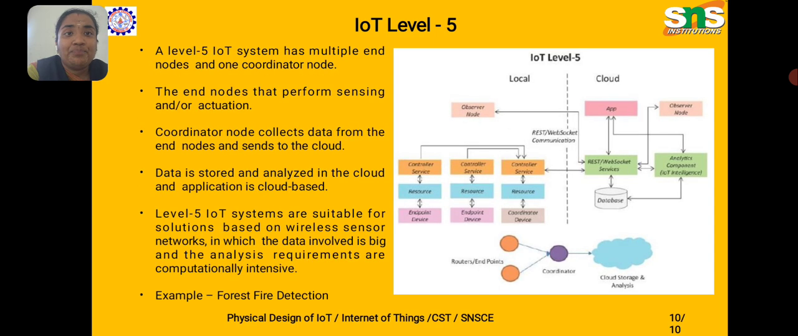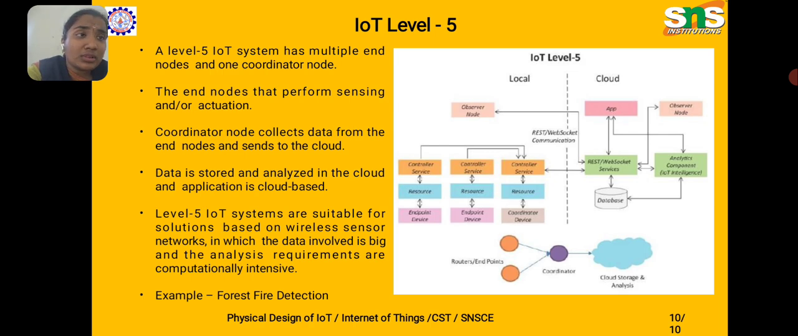Next is level 5. It consists of a local and a cloud. Local consists of an observer node. Here we have three types of nodes with the help of controller services. Each controller service has resources: resource 1, resource 2, resource 3, and 3 endpoints as resource endpoint device, resource endpoint device 2 and coordinator devices. Here a router and an endpoint have been connected to a coordinator. At last it goes to a cloud.